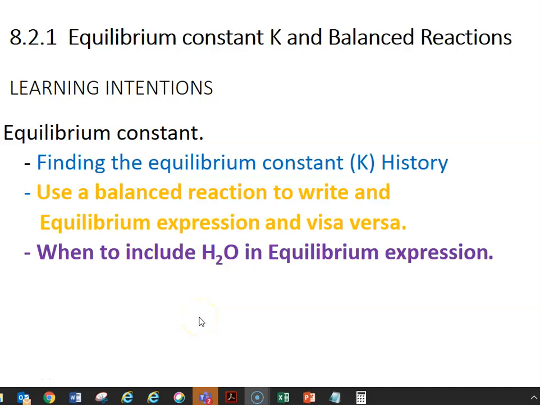Okay, this is 8.2.1, looking at the equilibrium constant K and its relationship with balanced reactions. You're going to find the history of how it developed, how to use balanced reactions to write equilibrium expressions and vice versa, and when to include water in the equilibrium expression.